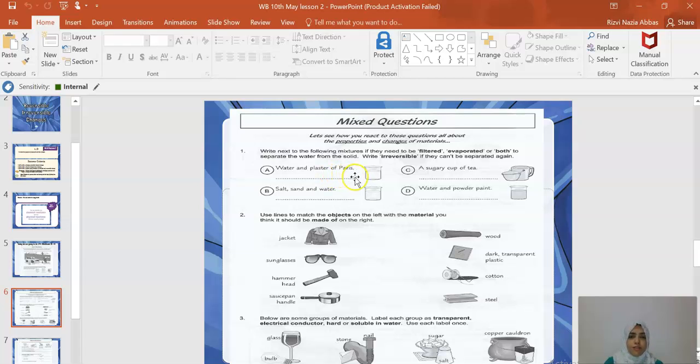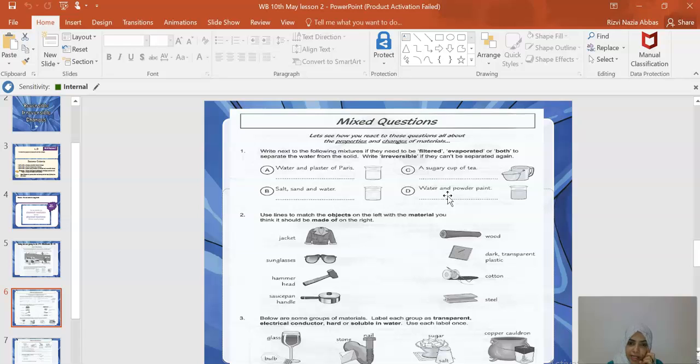So water and plaster of Paris, do you think they can be separated by filtration, evaporation, or is it irreversible? Sand, salt, and water, we have done all this. It's a recap. A sugary cup of tea, can you separate it? You boil the water, you can get the sugar. And then water and powdered paint. So if it is reversible, then how can you separate? Will you use filter paper? Will you use evaporation? Or do you have to use both filtration and evaporation? You have to write that.